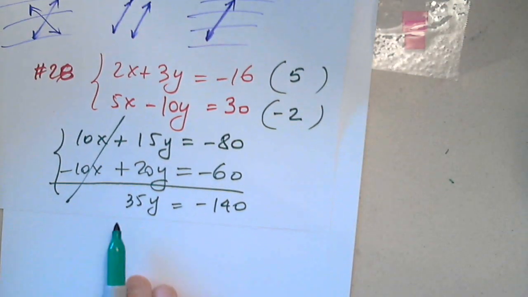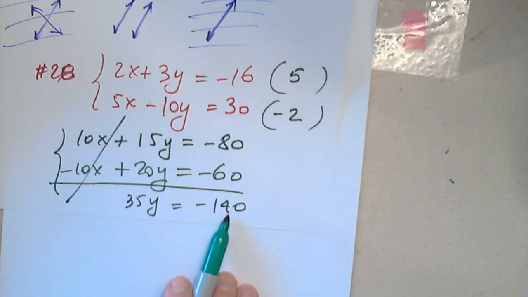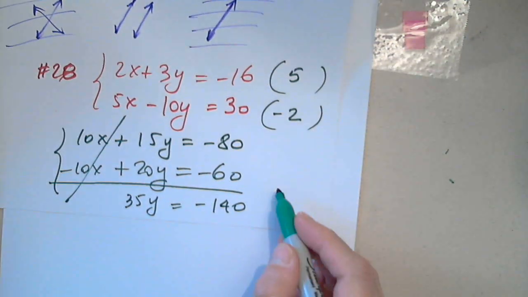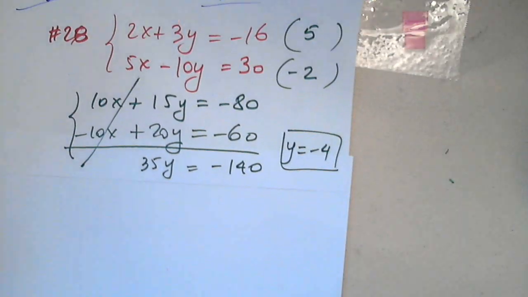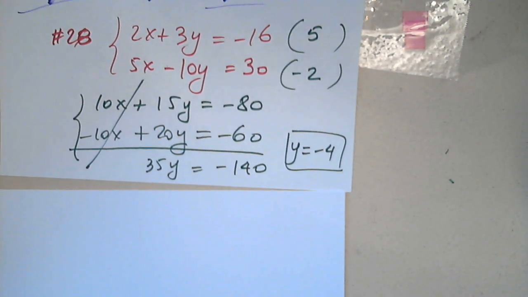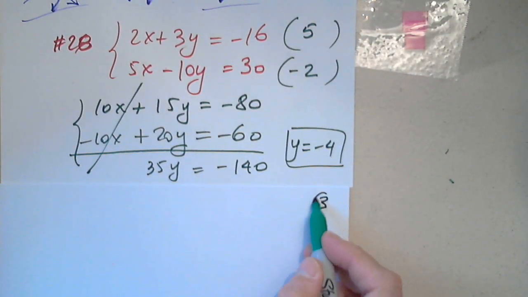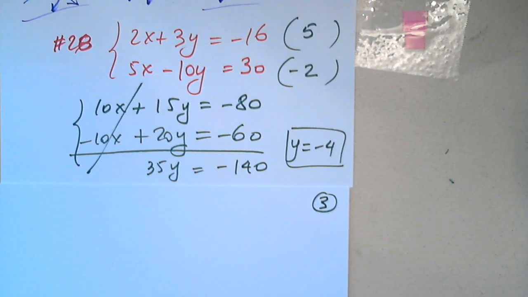And I know that 35 times 2 is 70, and when I divide, it's going to be negative 4, right? y equals negative 4. Is this enough? No. Because I only determined y. So I need to determine x as well. So how do I determine x?